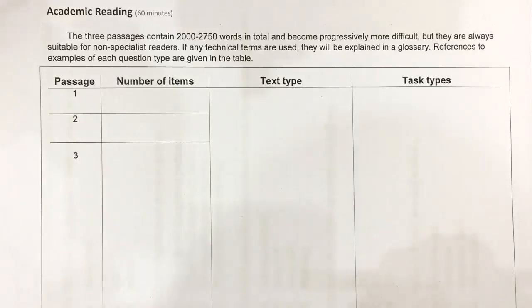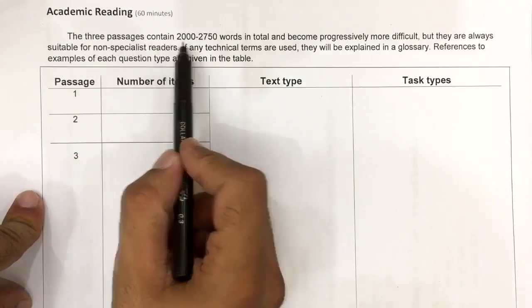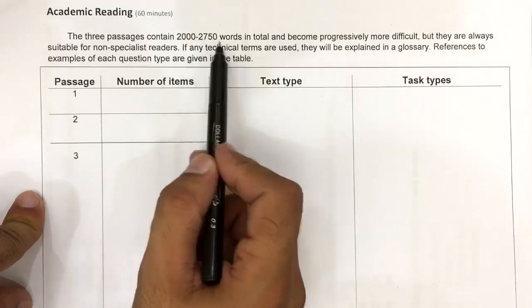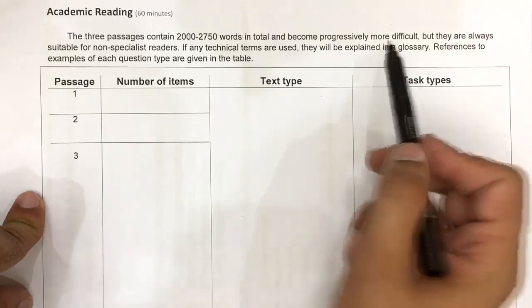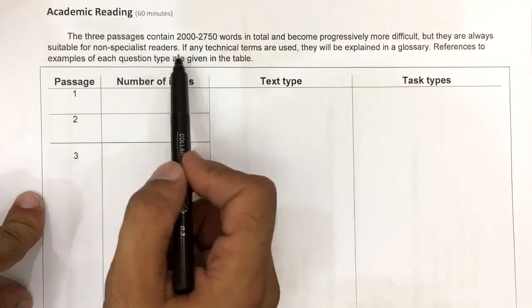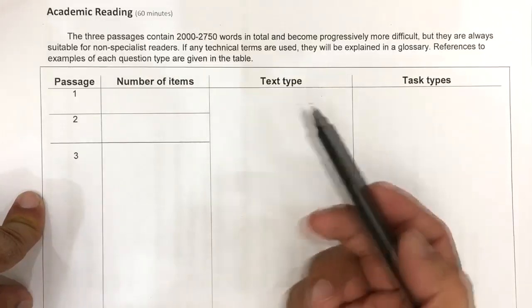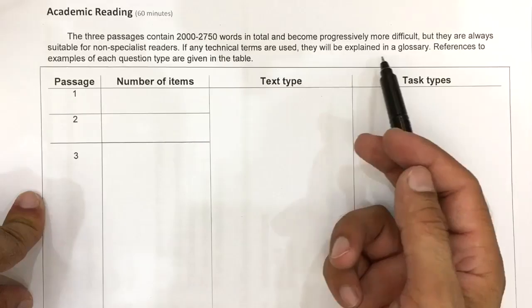Alright, ladies and gentlemen, now we are going to move to the paperwork. In the academic reading test, we have 60 minutes and there are 3 passages which contain 2,700 or 2,800 words in total. The passages become progressively more difficult, but they are always suitable for non-specialist readers. If any terms are used, for example a difficult word, they will be explained in a glossary.